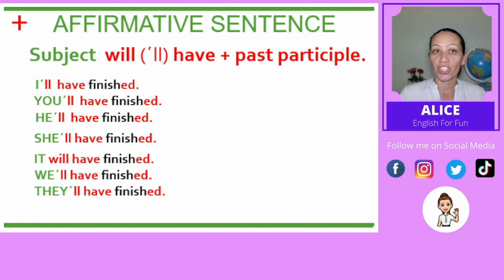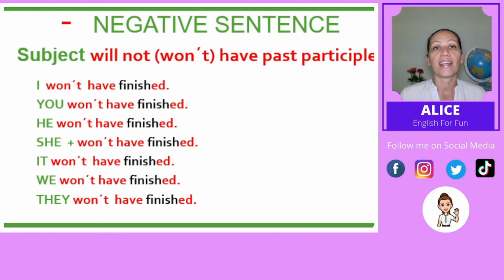To make a negative sentence, we only need to add the particle not and put it between will and have. So the sentence will be like subject, will, not, have, and past participle. Normally we don't say will not. We use the shortened form, which is won't. Won't. Repeat after me.